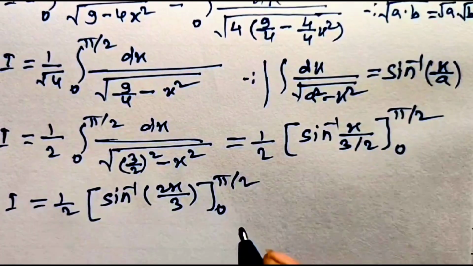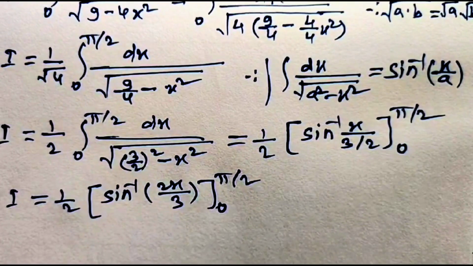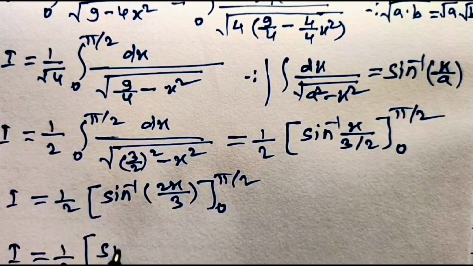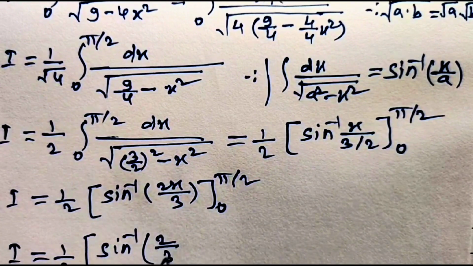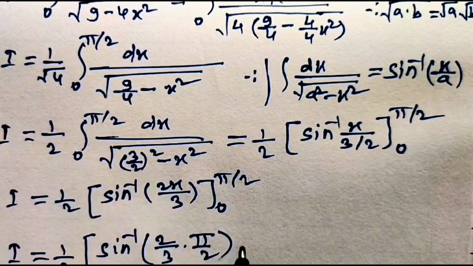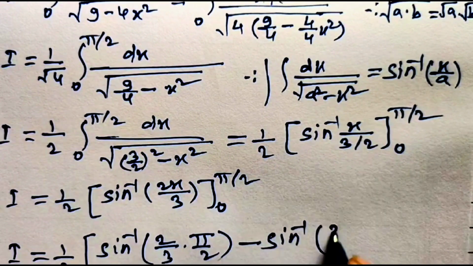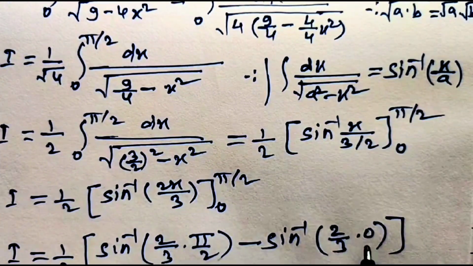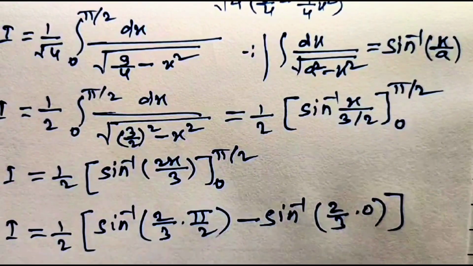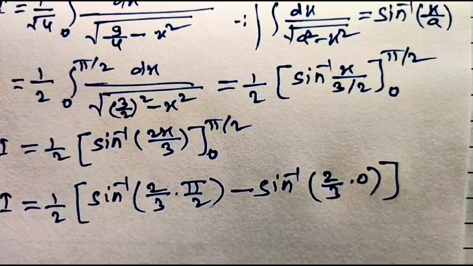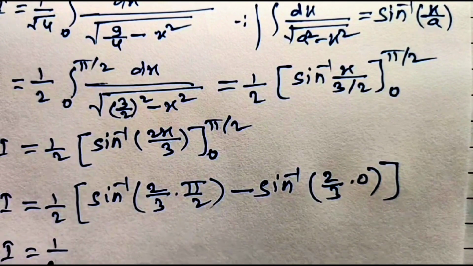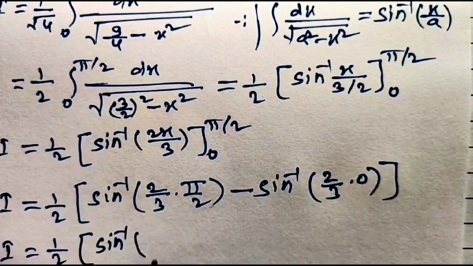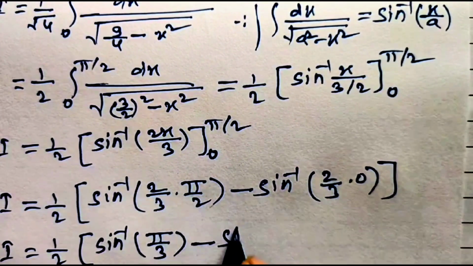Now substitute the limits. First substitute the upper limit and then substitute the lower limit. I is equal to 1 upon 2 into bracket sine inverse 2 upon 3 into x, which is pi upon 2, minus sine inverse 2 upon 3 into x, which is 0. 2 upon 3 into 0 is 0. This becomes sine inverse 0. Simplify. Then I is equal to 1 upon 2, the 2 gets cancelled, sine inverse pi upon 3 minus sine inverse 0.